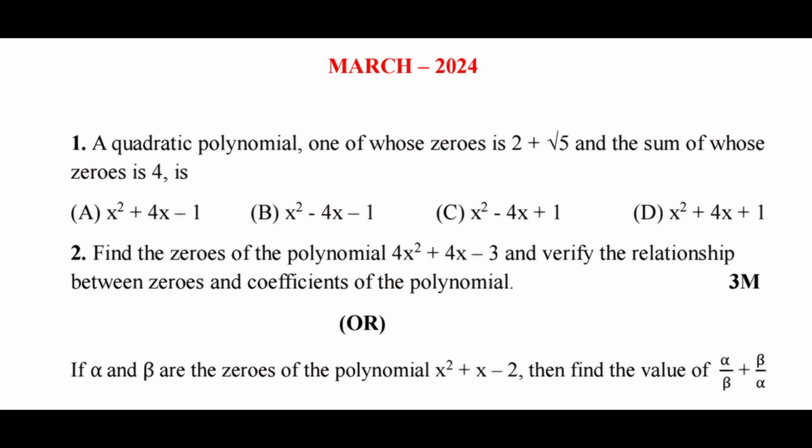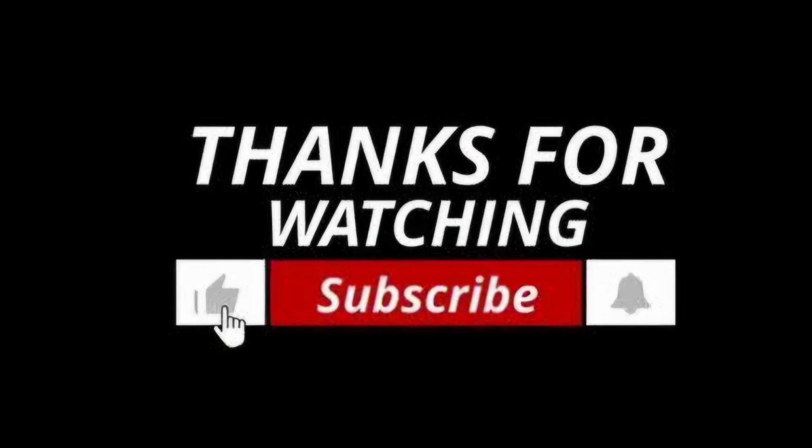So if you substitute in the formula alpha plus beta and alpha beta, you will get x square minus 4x minus 1 as the answer. So option B. The second question I already explained in the video. In the same way you can do the OR option also. Thank you for watching this video.